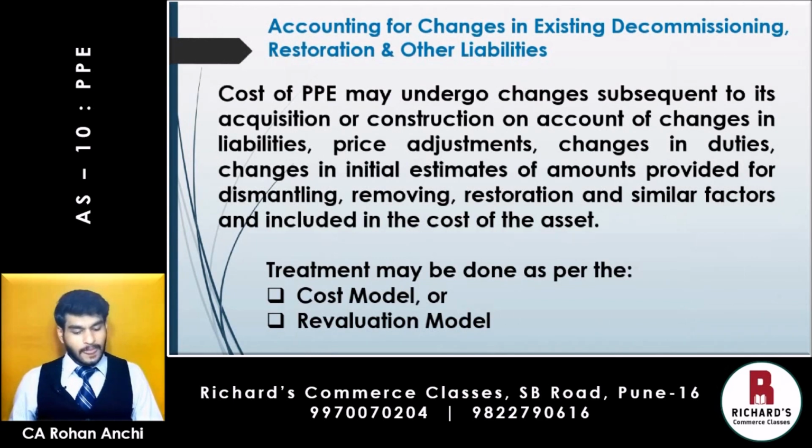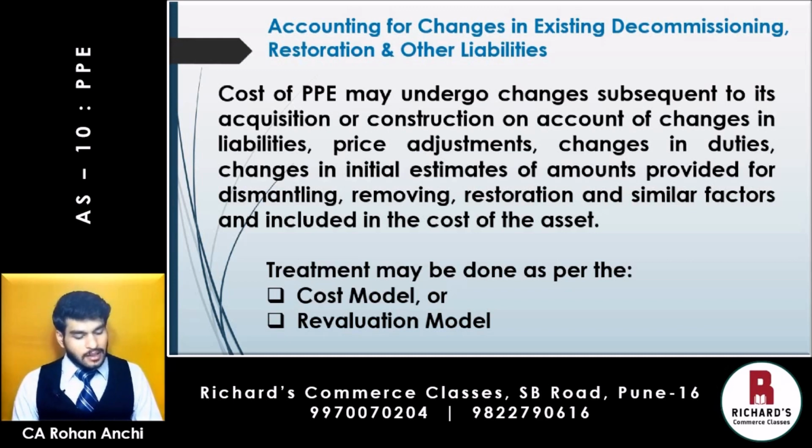Then moving forward, we have accounting for changes in existing decommissioning, restoration and other liabilities. Now in earlier videos we had studied that on initial recognition of an asset, even liabilities for decommissioning or restoration or dismantling the asset have to be added to the cost at initial recognition itself. But at initial recognition, only an estimate of those liabilities could have been made. Later in future years, the liability has changed. Then in those circumstances, what should be done in the books of accounts? Let us have a look.